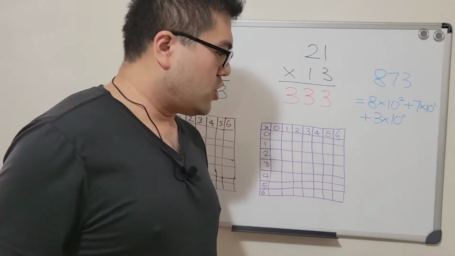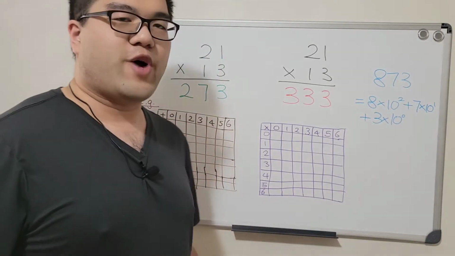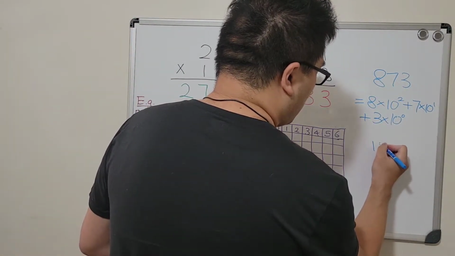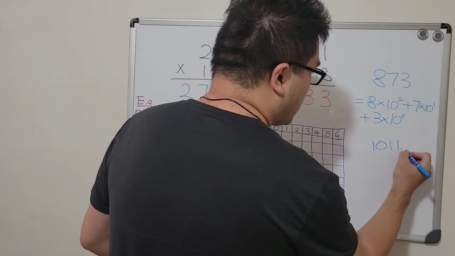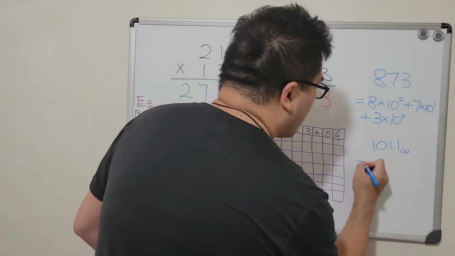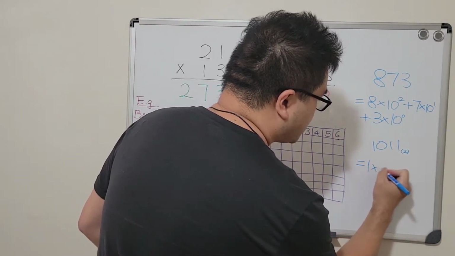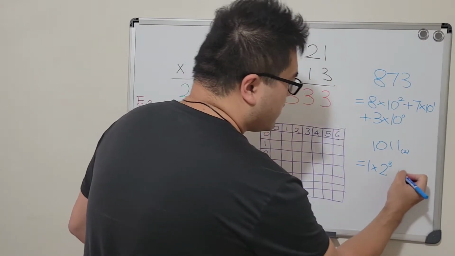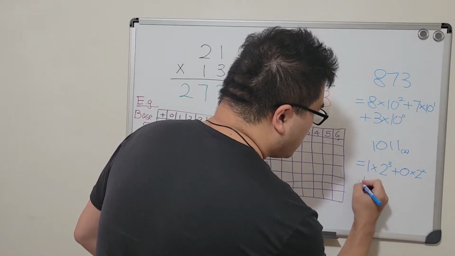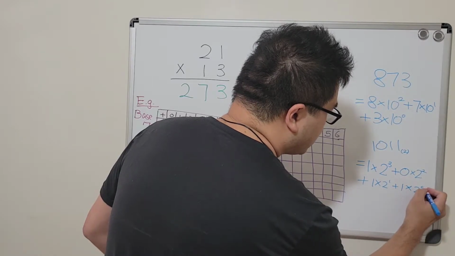In computers, we use only zeros and 1s in our digits, which is called the binary system, or base 2 system, such as 1011, and we usually would denote it this way, and we will talk about what this means later. 1011 means 1 times 2 to the third power plus 0 times 2 to the second power plus 1 times 2 to the first power plus 1 times 2 to the 0th power.